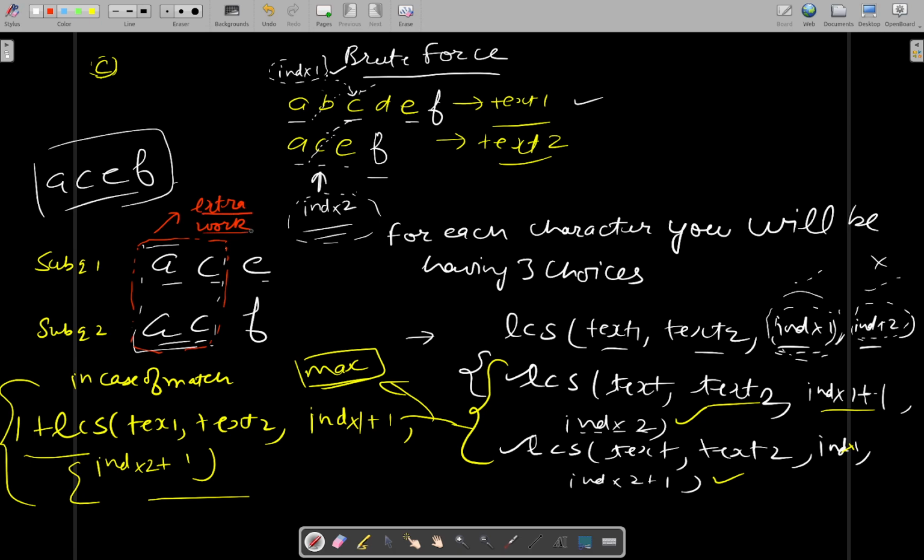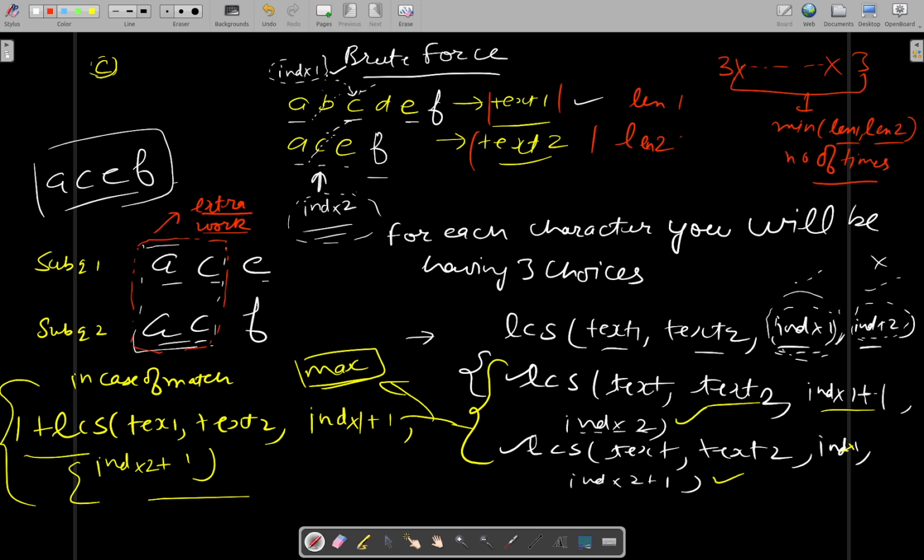Now what happens is, let's say the length of these two strings are len1 and len2. Okay, now each of the characters is having three choices, and this will be continuing till minimum of len1 or len2, minimum of these two number of times.